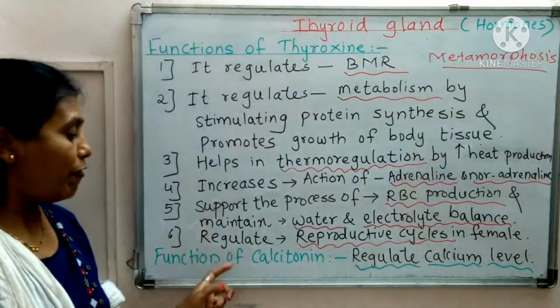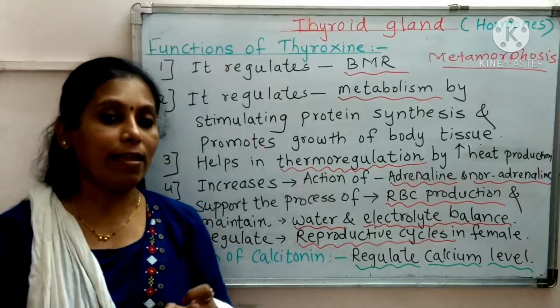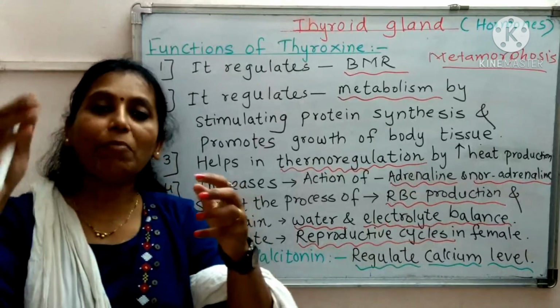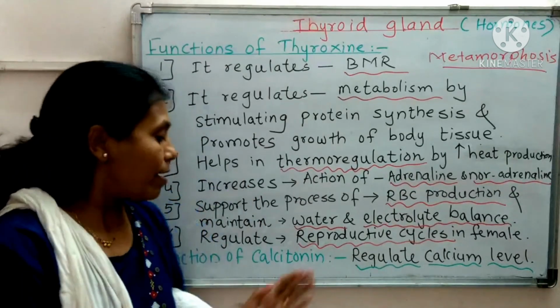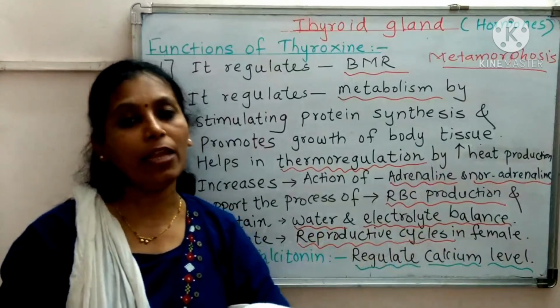Now come to the functions of calcitonin. The calcitonin hormone is secreted by parafollicular cells which are present in between the follicles. Okay, this calcitonin regulates the calcium level in the human body.